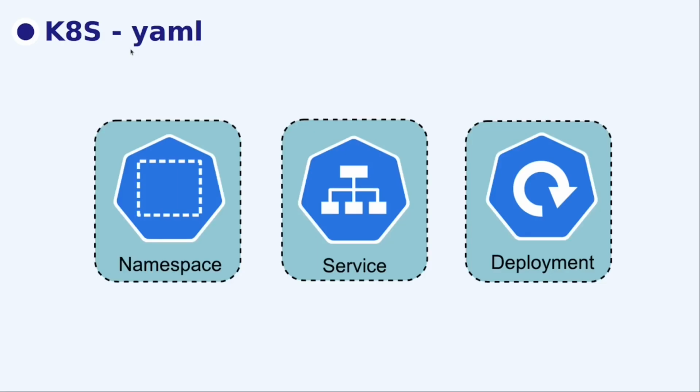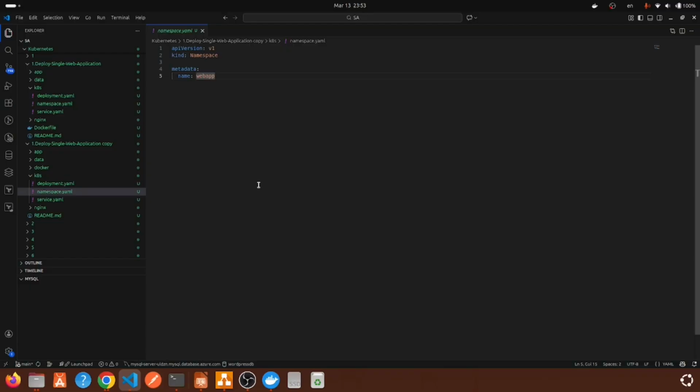Now let's find out the configuration. First, namespace. Let's take a look at the namespace configuration. In Kubernetes, a namespace is used to organize and separate resources inside a cluster. This helps us manage applications more easily, especially when multiple projects or teams are using the same Kubernetes cluster. Here is a simple example of namespace configuration.